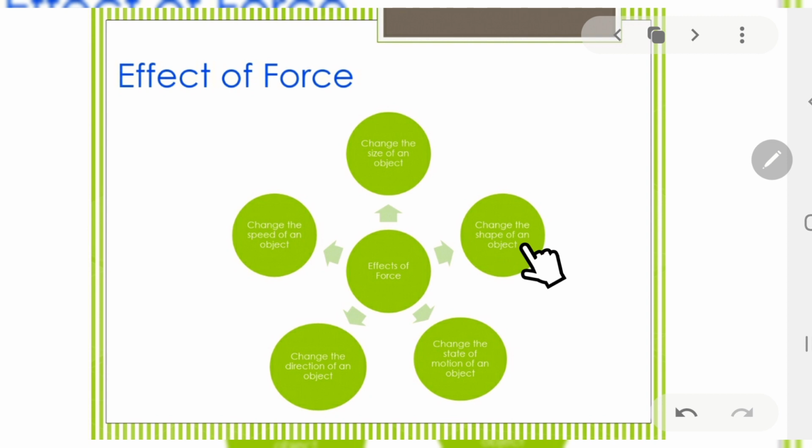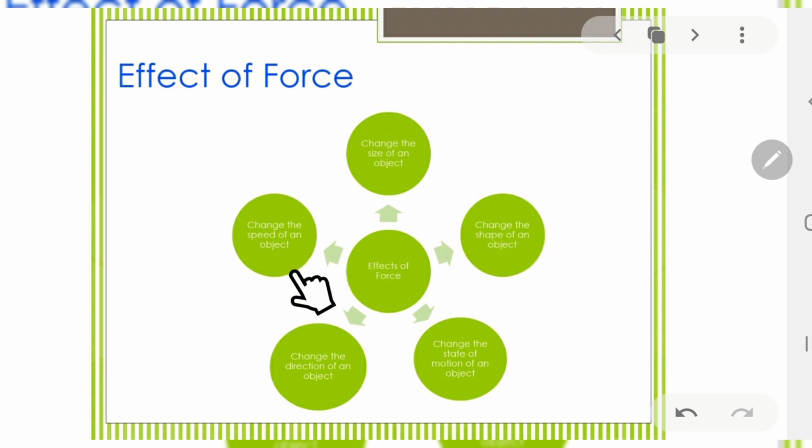Okay, I give you an example. Untuk contoh yang kedua ini, a force can change the shape of an object. Let's say you have an aluminium tin. So when you crash the aluminium tin, kamu perhatikan tin akan kemek. So disebabkan tindakan daya tadi kan, kamu crash tin aluminium tadi. So you change the shape of an object because of the force that you use to crash the aluminium tin. Ini contoh yang pertama.